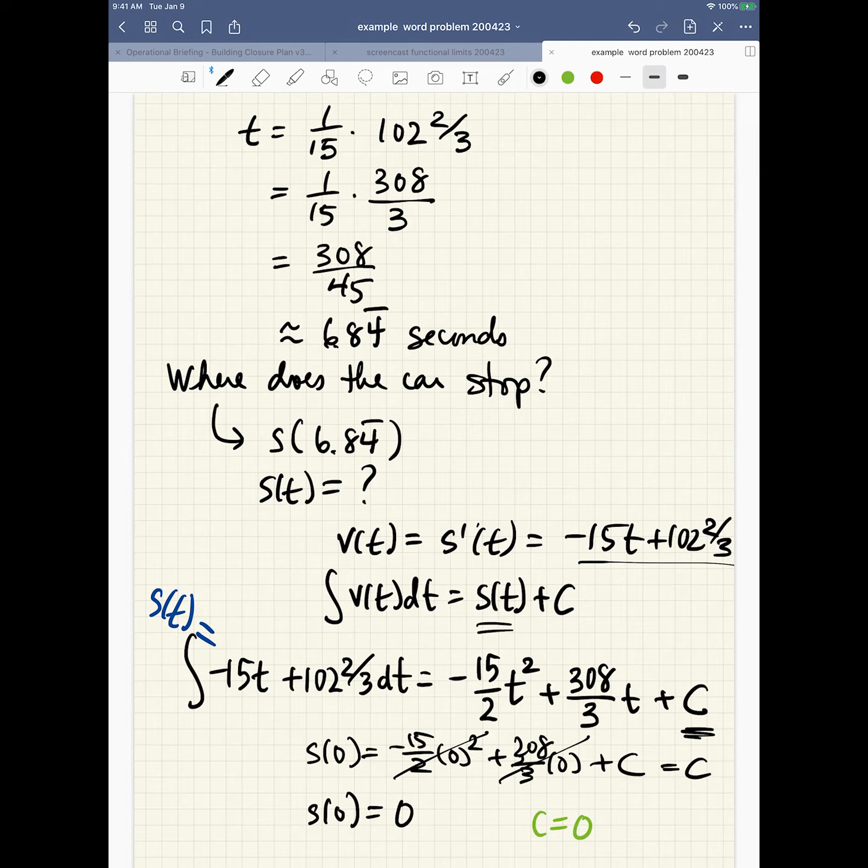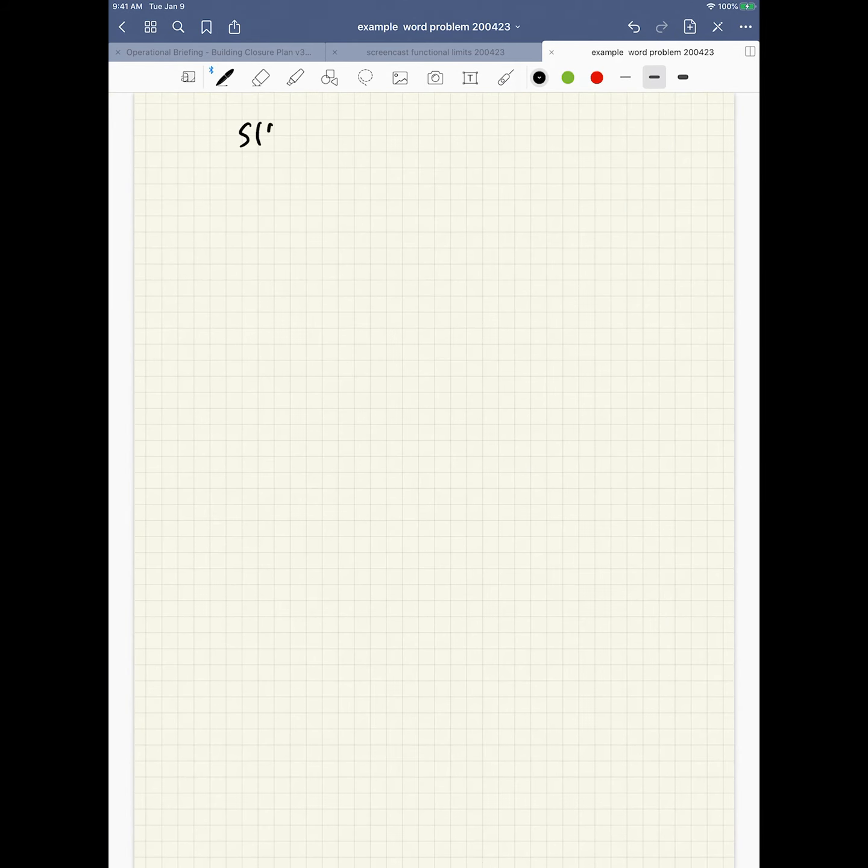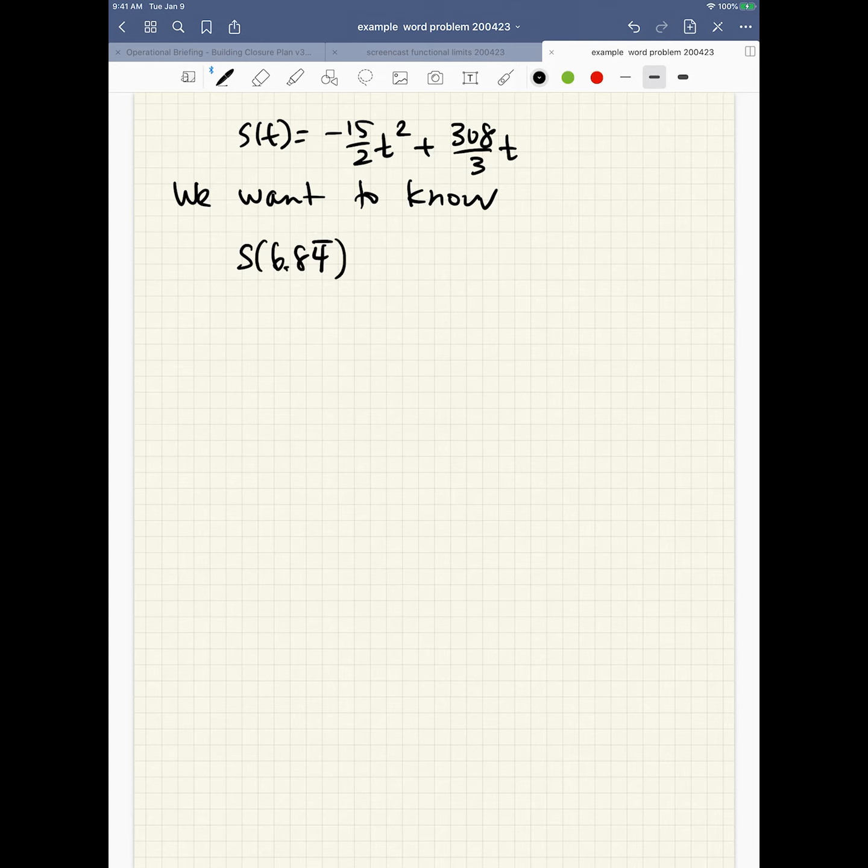Okay. So let's write that down. We have S of t is minus 15 halves t squared plus 308 thirds t plus 0. But I'm going to get rid of that because that's nicer. All right. So why are we doing that? Well, we want to know what's S of 6.84 repeating. Well, let's plug it into our function we have now. It's negative 15 halves times that squared plus 308 over 3 times that.